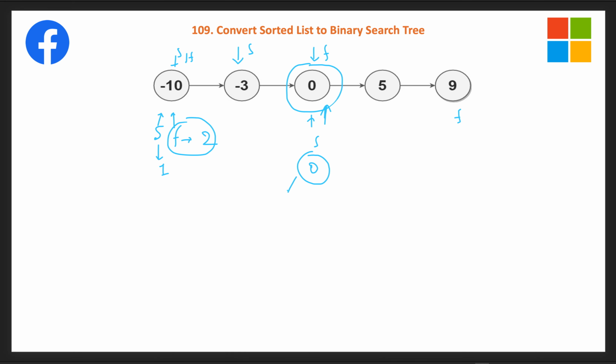Then we will call root.left by the same method, passing the head node, which is still over here, and slow is here. The second half list is at slow.next. But before that, we also need to break this link. This link we are already breaking by slow.next, but we need to break this as well, otherwise this node will come again in the first half list.